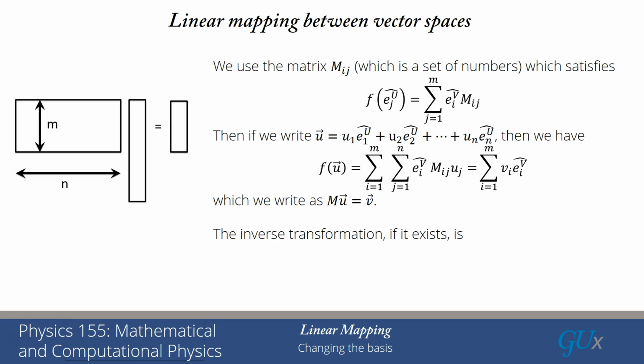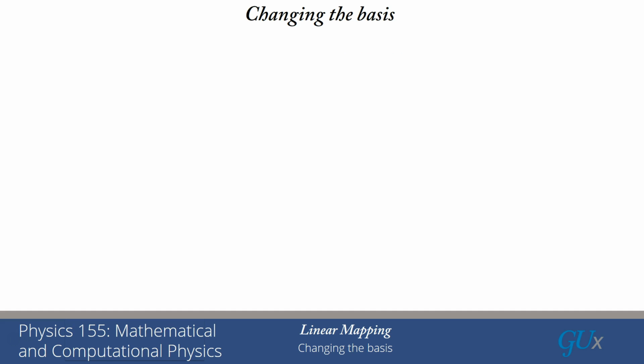Okay, the inverse transformation, if it exists, is going to be denoted by M inverse, M superscript minus 1. For the inverse to exist, we're going to have m equals n, so they'll always be square matrices when we have an inverse. Okay, let's look now at changing the basis of this transformation.